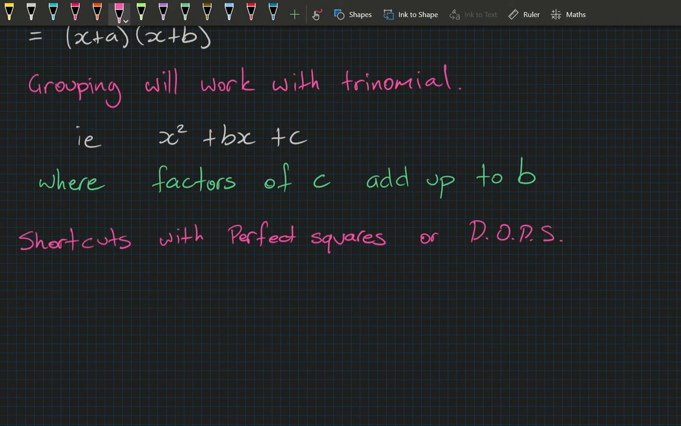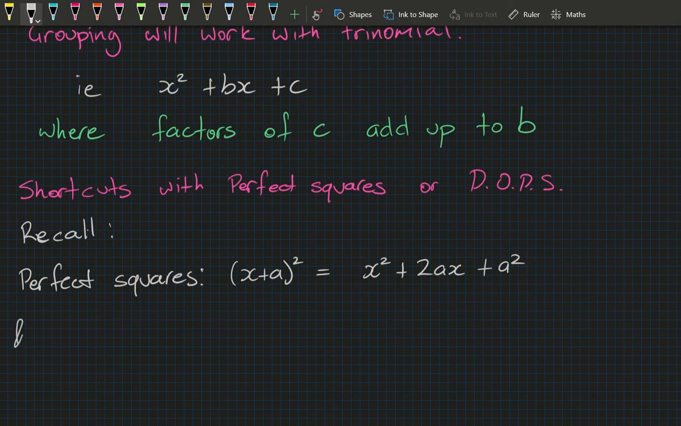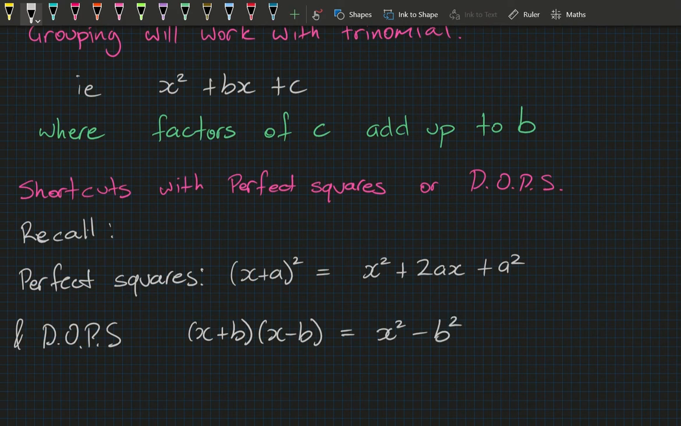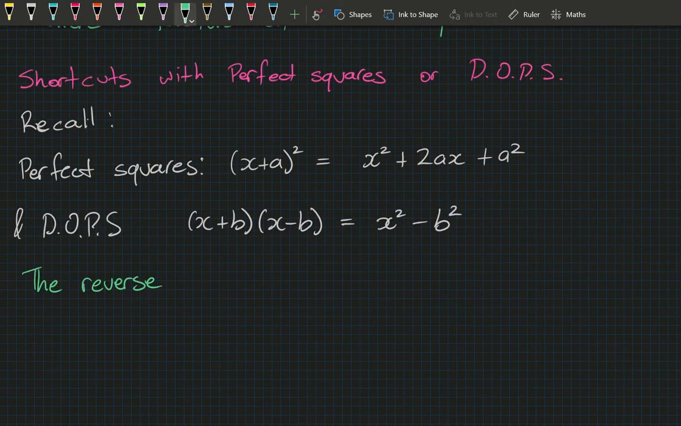So recall from our last lesson that if we have a perfect square, x plus a squared, well that's just equal to x squared plus 2ax plus a squared. And that difference of perfect squares was all about x plus b times x minus b is equal to the square of x minus the square of b. Well, because we showed these facts in our last lesson, it's also true that the reverse is true.